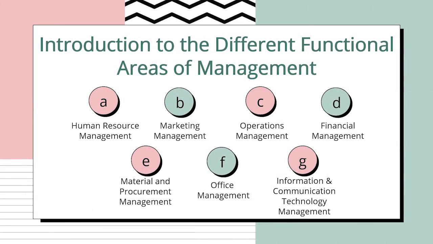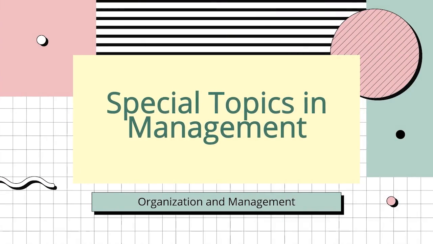So again, before we close the chapter 8, here are the different functional areas of management: human resource, marketing, operations, financial management, material and procurement, office management, information and communication technology management. So that's chapter 8. So we have already finished the 8 chapters under organization and management.